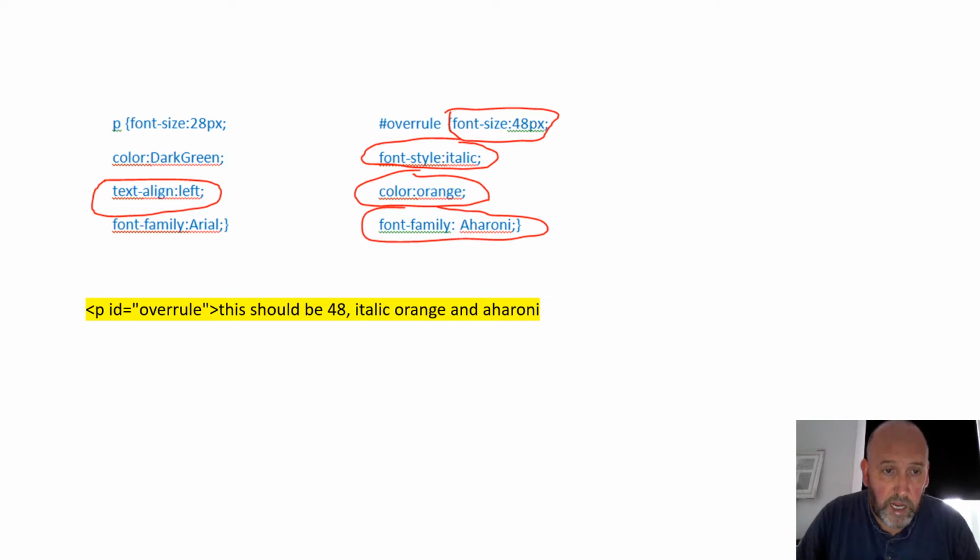when we look at the two selectors together, the properties in the ID overwrite any properties in the paragraph selector. So the font size will be the overrule font size. Font style will be italic. The colour will be orange. The font family will be Aharoni. The only part of the paragraph selector that will actually affect the text is text align left. The rest of these have been overwritten in the ID, and that is CSS layering.